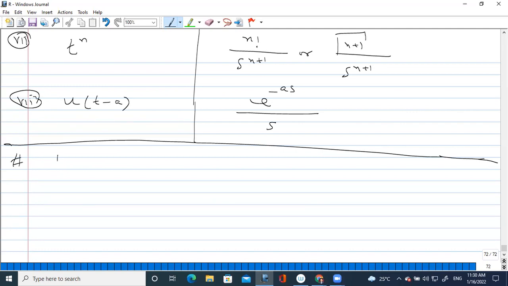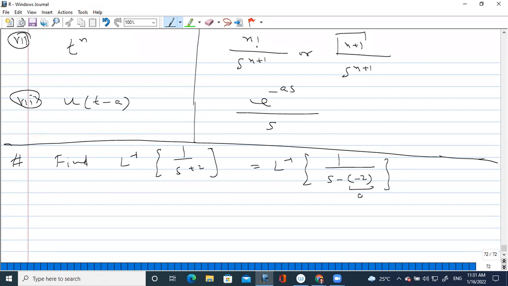Now we can do some problems. Suppose the question is, first I will do easy. When practice is made, then we will go to tough. So this is the question. Find Laplace inverse of 1 by s plus 2. Okay. So this I can write as Laplace inverse of 1 by s minus minus 2, because my formula is for s minus a. So this will work as a.